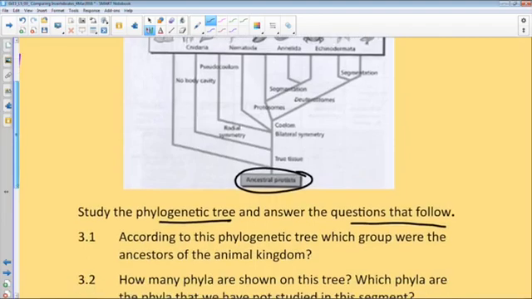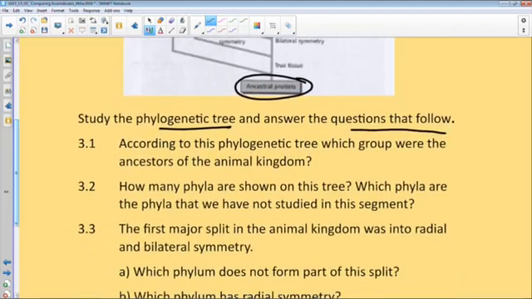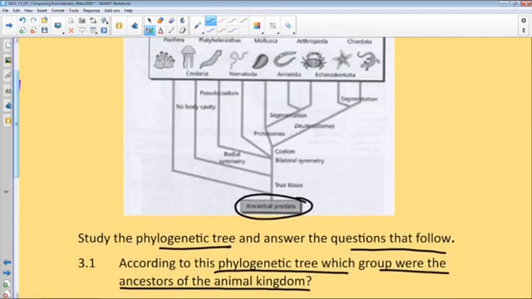Let's read through these questions very quickly, and then we'll try and answer each one of them. According to this phylogenetic tree, which group were the ancestors of the animal kingdom? So guys, if we go back to this diagram, all these questions can be answered by purely looking at the diagram.